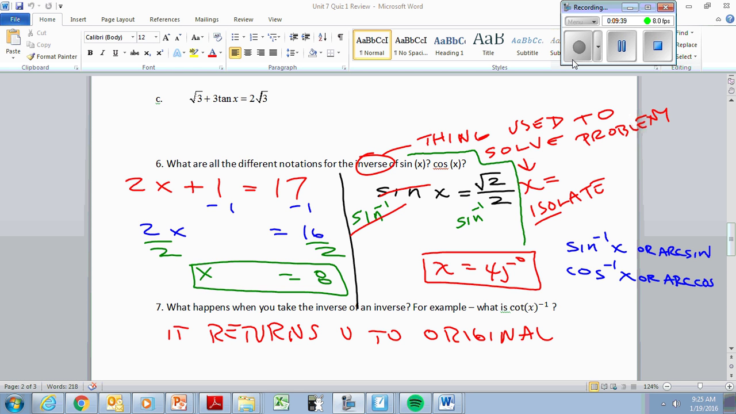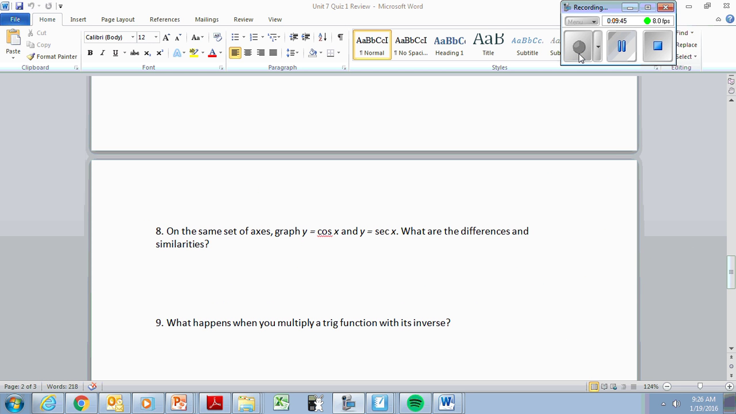Basically, I'm saying graph them on the same line like you did before. What are the differences? What are the similarities? Let's go.